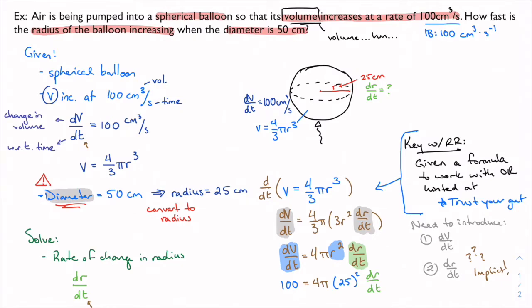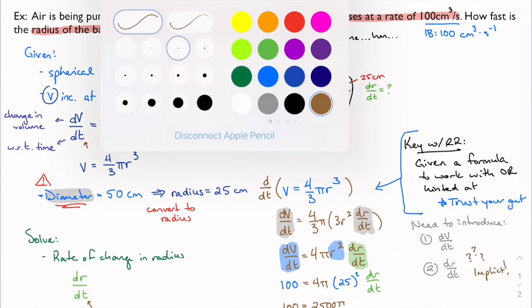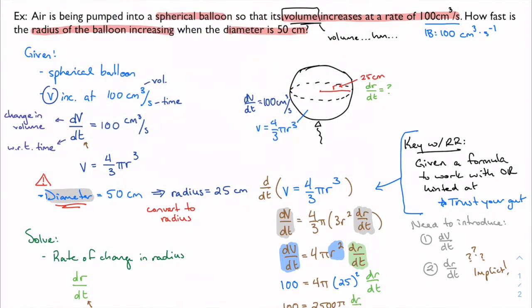So I've now got all of the pieces that I need in order to solve this, right? This just got a whole lot easier. For our sake, let's just simplify the right-hand side. So we'll leave it in terms of pi for now, I guess. 4 times 25 squared is 2,500. So this is going to be 100 equals 2,500 pi dr by dt.